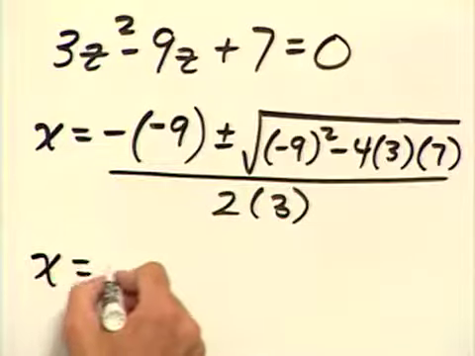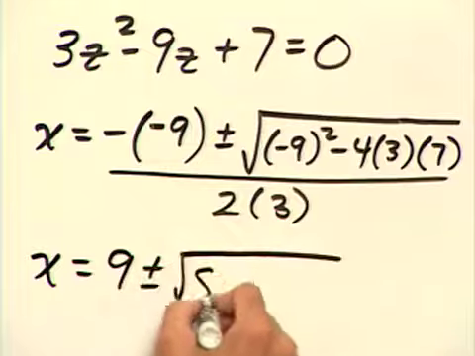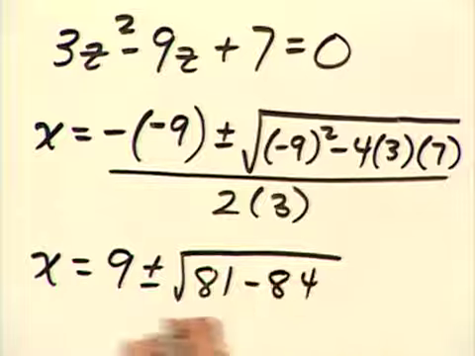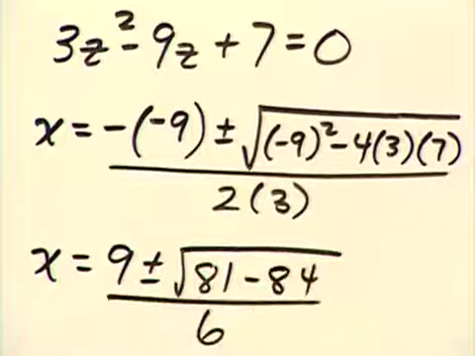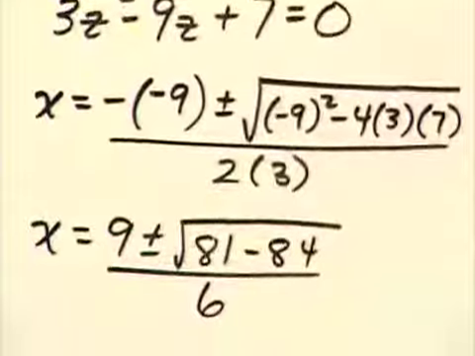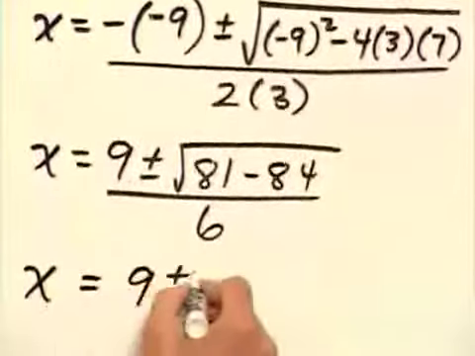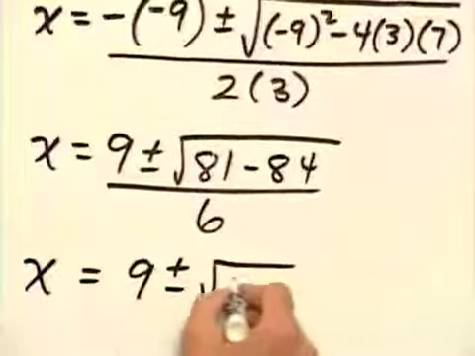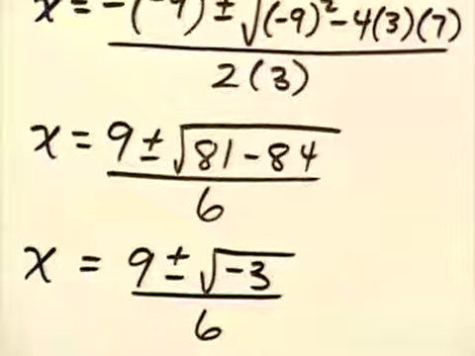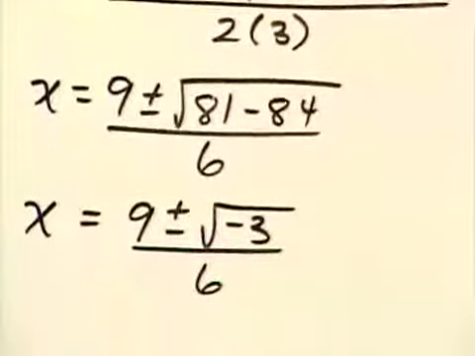x is going to equal 9 plus or minus the square root of 81 minus 84. Then we have a 6 as our denominator. Next, let's simplify this and get x is equal to 9 plus or minus the square root of negative 3 divided by 6. From here, we have choices again.